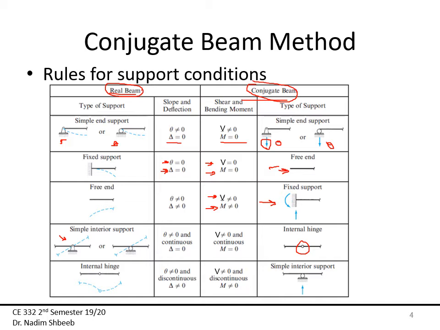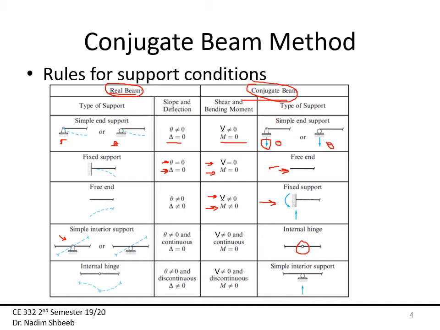Now, if I have an internal hinge in the real beam, okay, then again, theta here is not equal to 0, and we know that, and delta is not equal to 0. So in this case, I need something where the shear is not equal to 0 and the moment is not equal to 0, and that happens when I have a simple interior support. Okay, and I will show you how we are going to utilize these support conditions when we solve the examples.